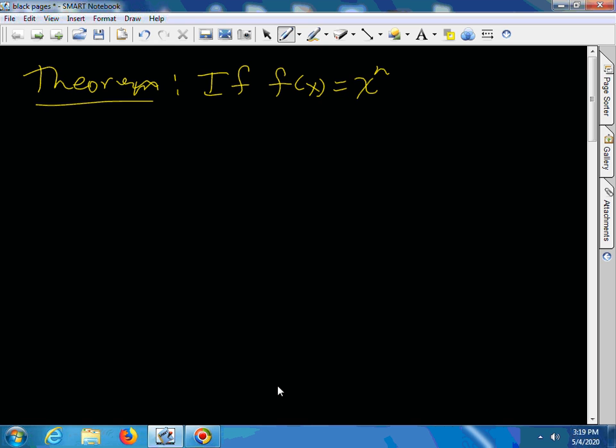Going to prove your favorite derivative theorem. If f of x is equal to x to the n, then the derivative is nx to the n minus 1. And we're going to try to do the proof by definition.